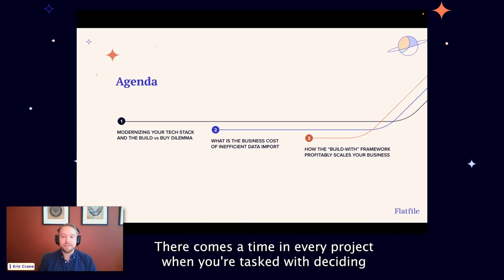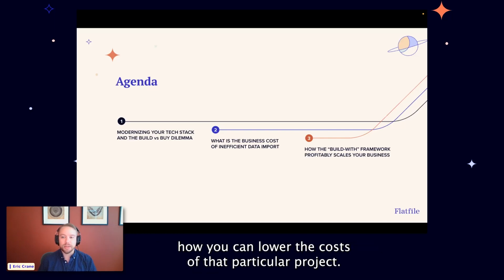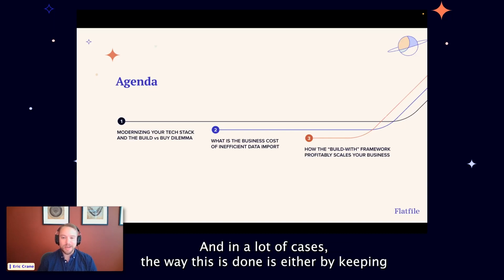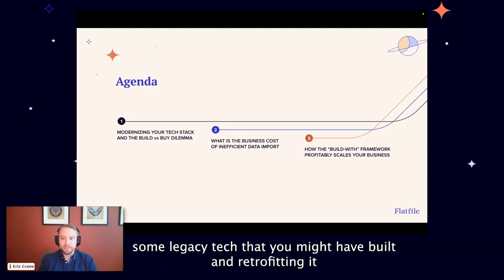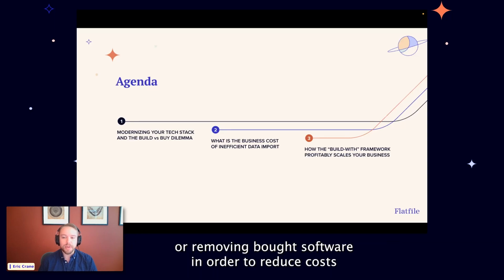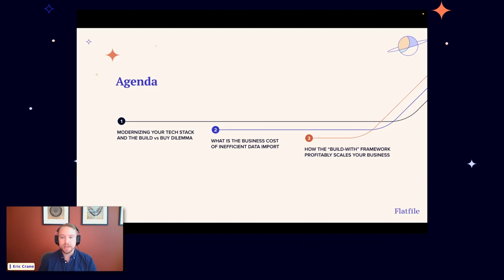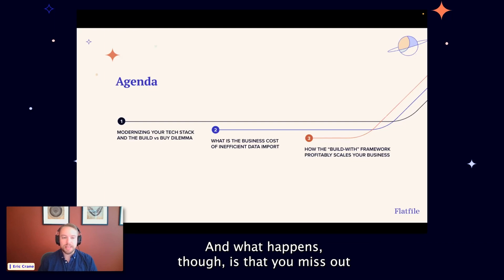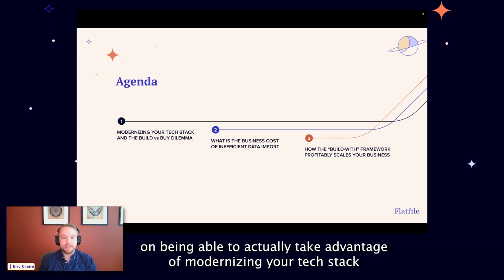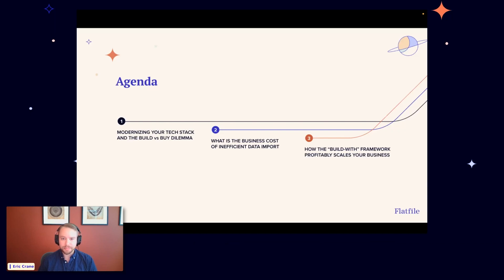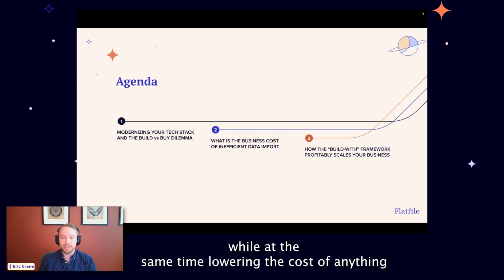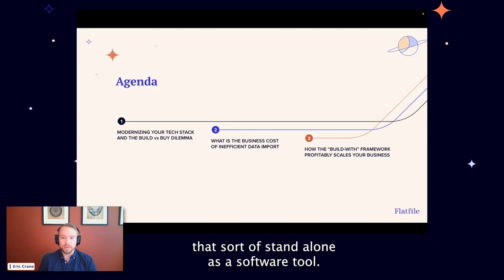There comes a time in every project when you're tasked with deciding how you can lower the cost of that particular project. And in a lot of cases, the way this is done is either by keeping some legacy tech that you might have built and retrofitting it, or removing bought software in order to reduce costs that seem extraneous to what you might be actually doing in your business. What happens, though, is that you miss out on being able to actually take advantage of modernizing your tech stack while at the same time lowering the cost of anything that's sort of standalone as a software tool.